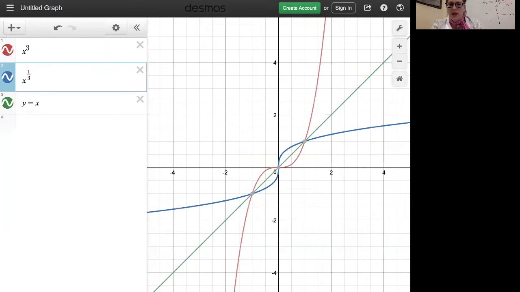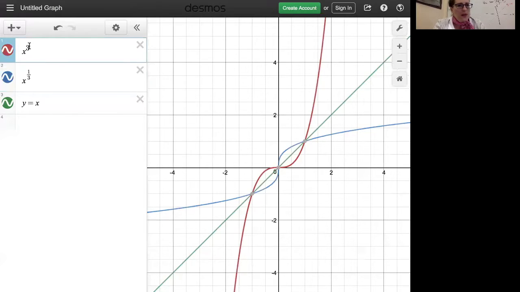All right, so there's our blue graph. The blue graph is the cube root of x. Notice I've entered it as x to the 1/3. That's the same thing as the cube root. And look, x cubed, the red line, and x to the 1/3, the blue line, certainly are reflections or mirror images across that line y equals x. So again, that's telling us that our inverse is a reflection across the line y equals x.